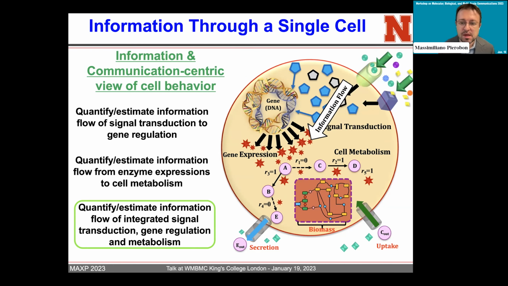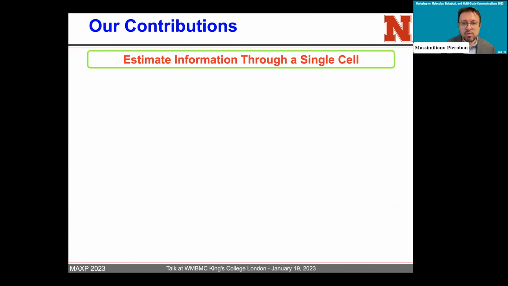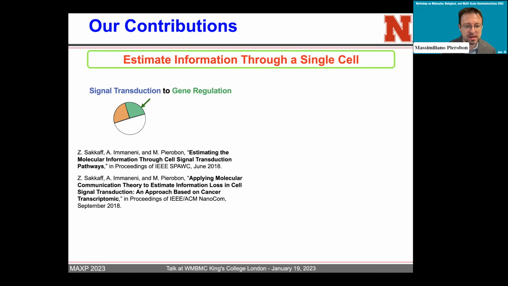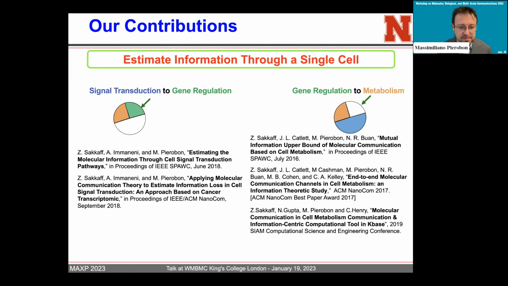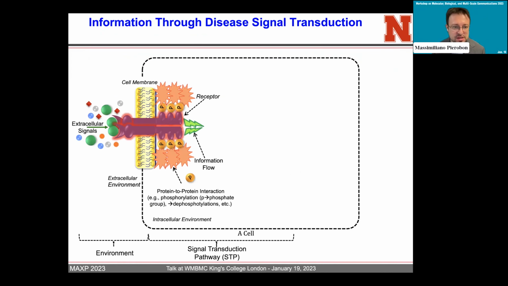So what we did through the years on this specific topic, we tried to understand how information propagates through signal transduction until reaching gene regulation. And we also studied how information propagates between gene regulation and metabolism. I will just give you an overview of one of the results that we obtained through the years. Actually, this is a 2018 paper.